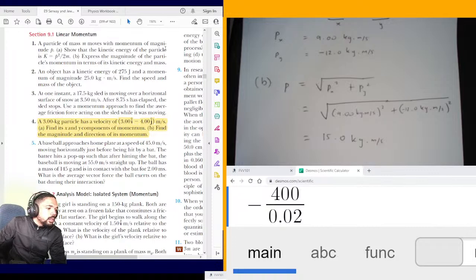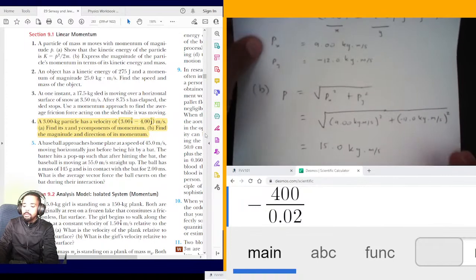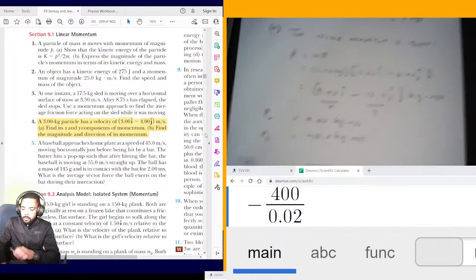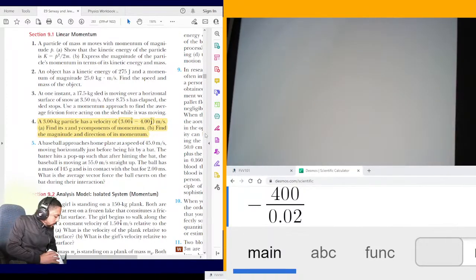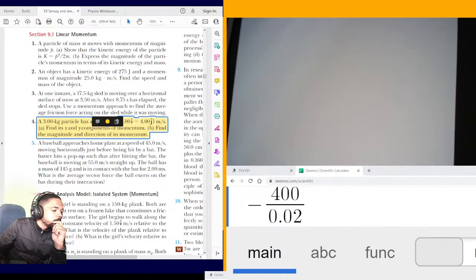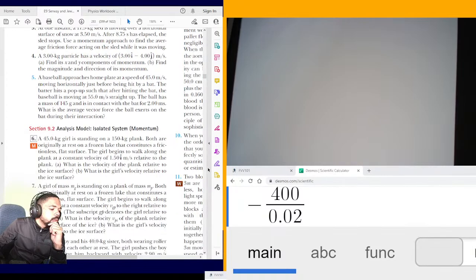So that, ladies and gentlemen, is momentum. We will end there for momentum. Now let's go to motion along the axis, rotation about an axis.